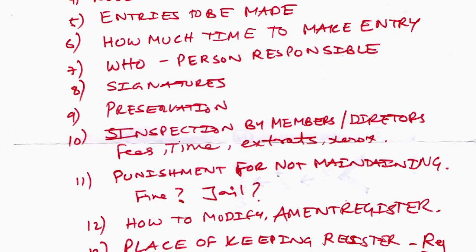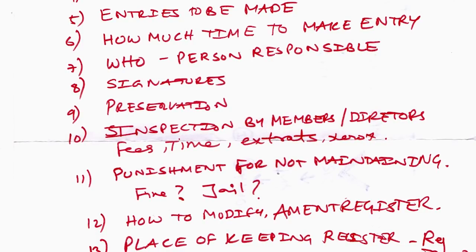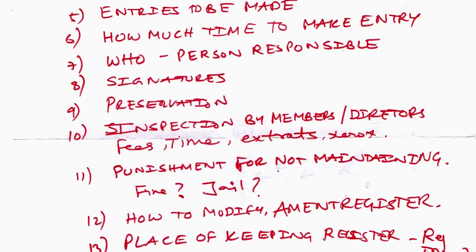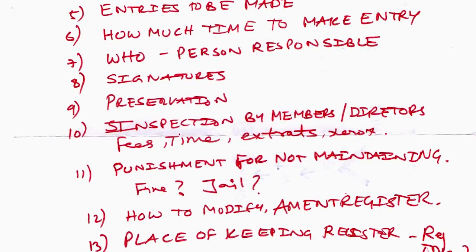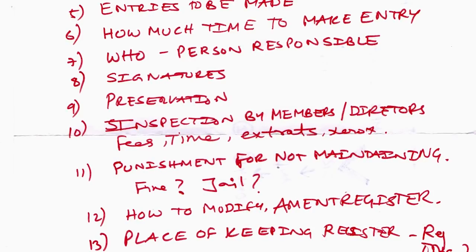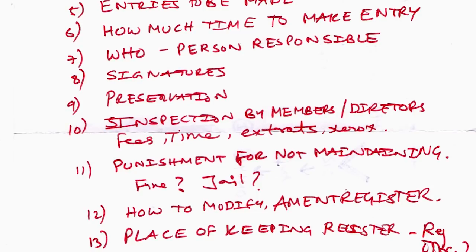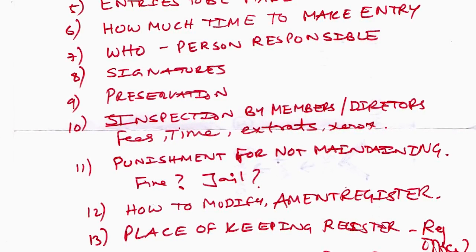Because when you see the textbook, every register looks the same, and students say, how do I remember so many points? But if you read every register with these 14 points in your mind, it becomes very easy for you to remember. Then the 11th point is, in that register you should know what is the punishment for not maintaining the register. Is there any fine? Is there any imprisonment? Should they go to jail, etc.